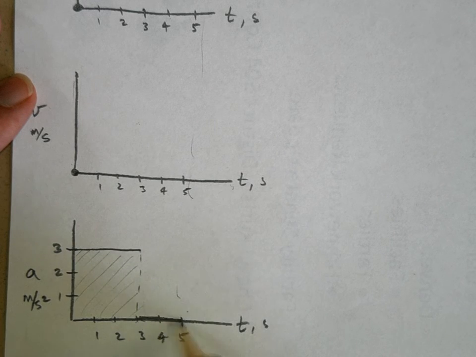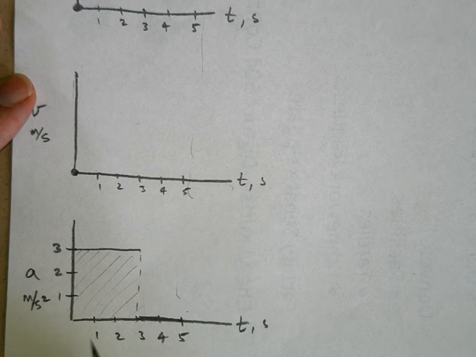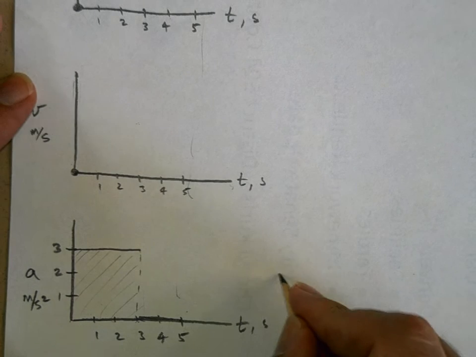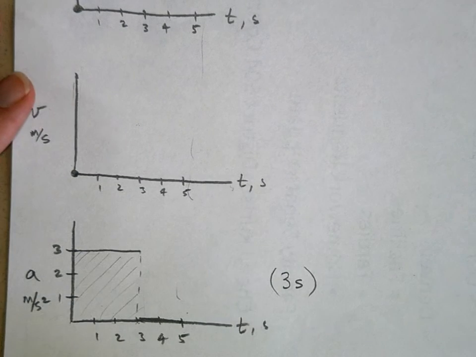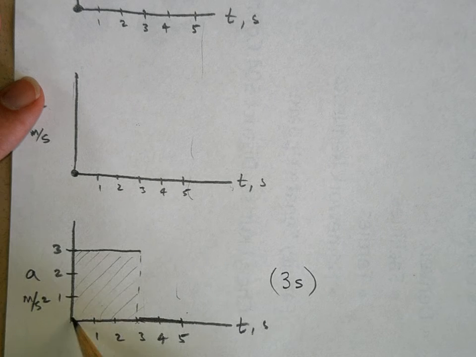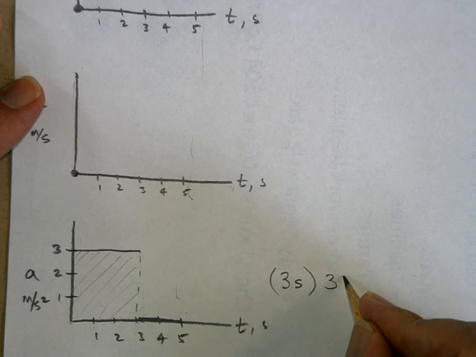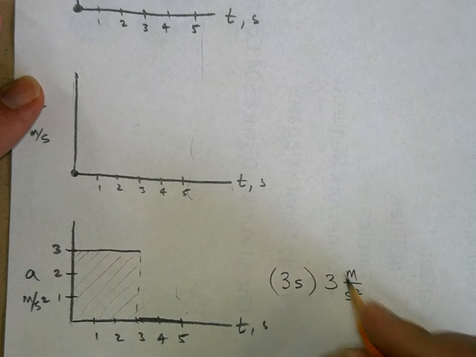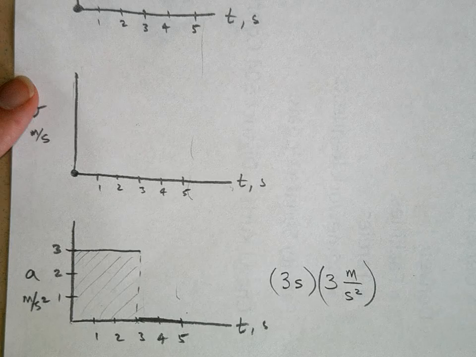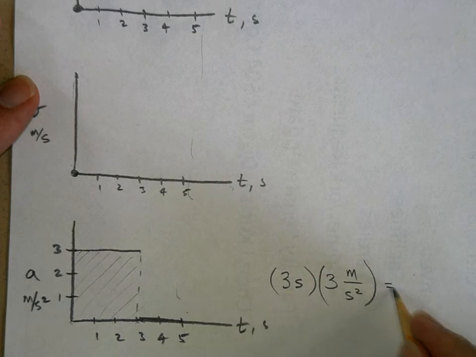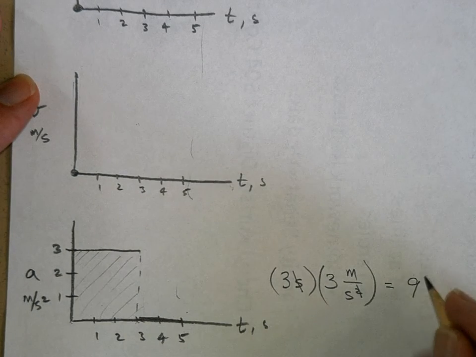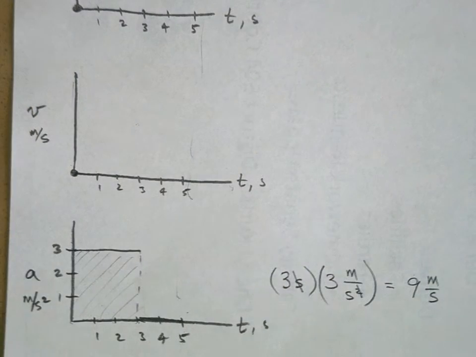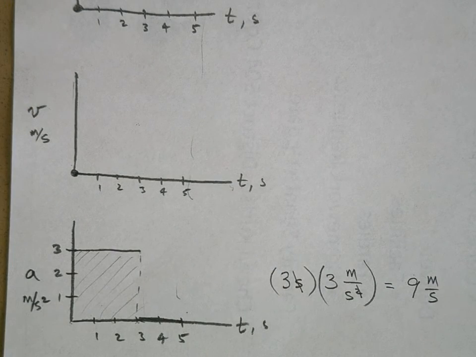So the area, there's no area here, so all the area is in that first 3 seconds. And so it's base times height. So the base is 3 seconds, times the height, 3 meters per second squared, or meters per second every second. You can do that either way. And what do you get? This is 9, what? Meters per second. So that means my maximum velocity is going to be 9 meters per second.